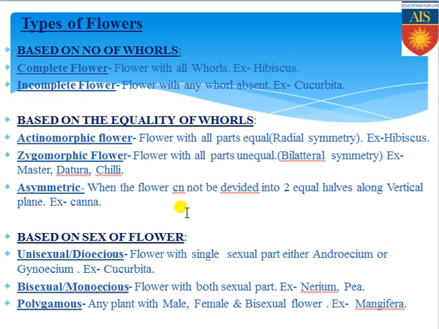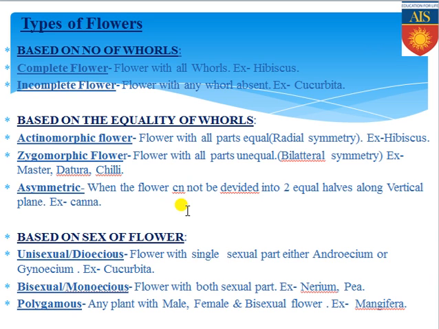Coming to the next slide, where you can see the types of the flower. We have categorized the flower based on various features. So let's see one by one. First of all, we have categorized the flower based on the number of whorls, that means how many whorls are present in the flower. Based on that we have categorized.